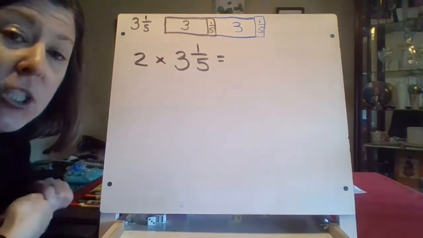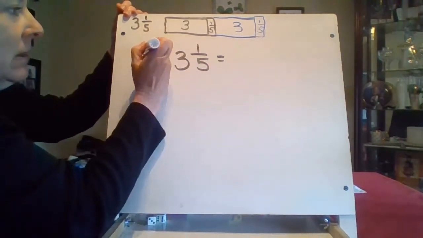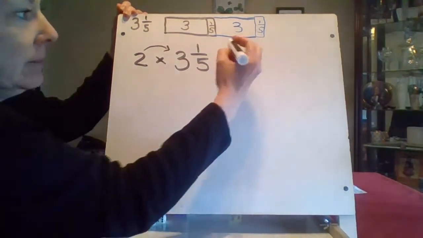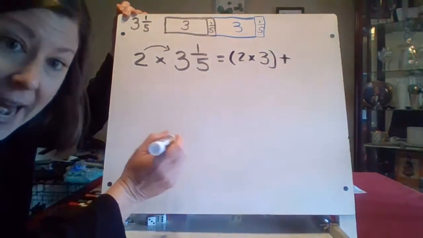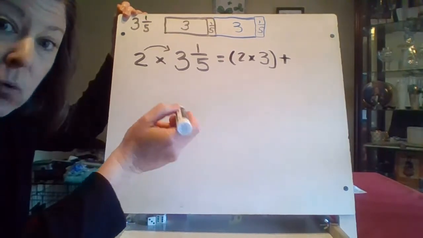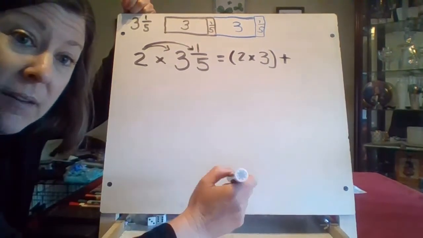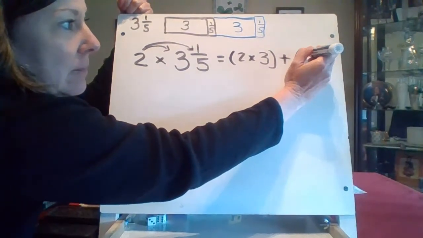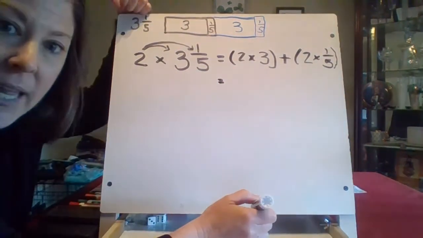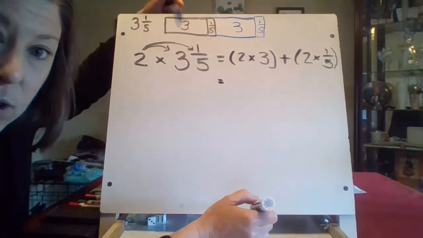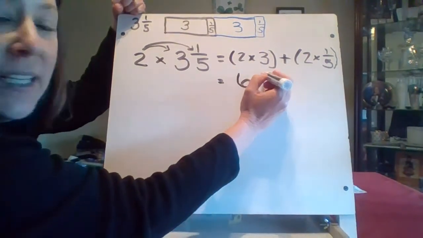So I'm going to use the distributive property, which means I'm going to distribute the 2 because I need 2 of the 3s. And I'm going to distribute the 2 to the 1/5 because I have 2 of the 1/5s as well. Now you can easily see in the picture I have 3 and 3. Well, 3 and 3 is 6. 2 times 3 is 6.